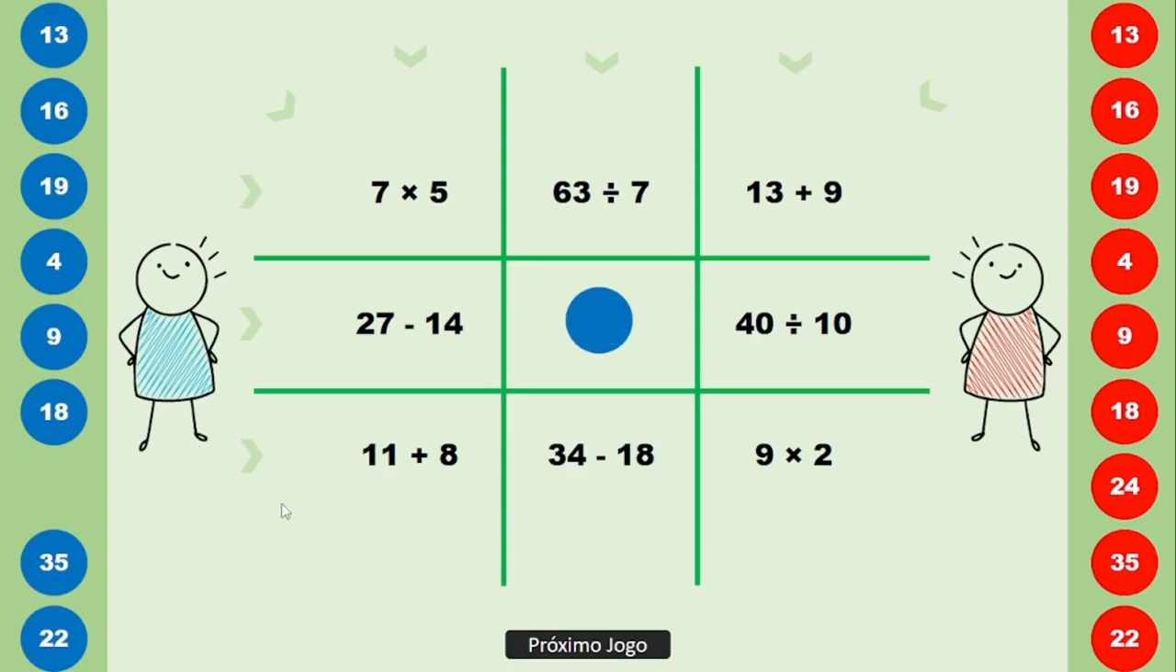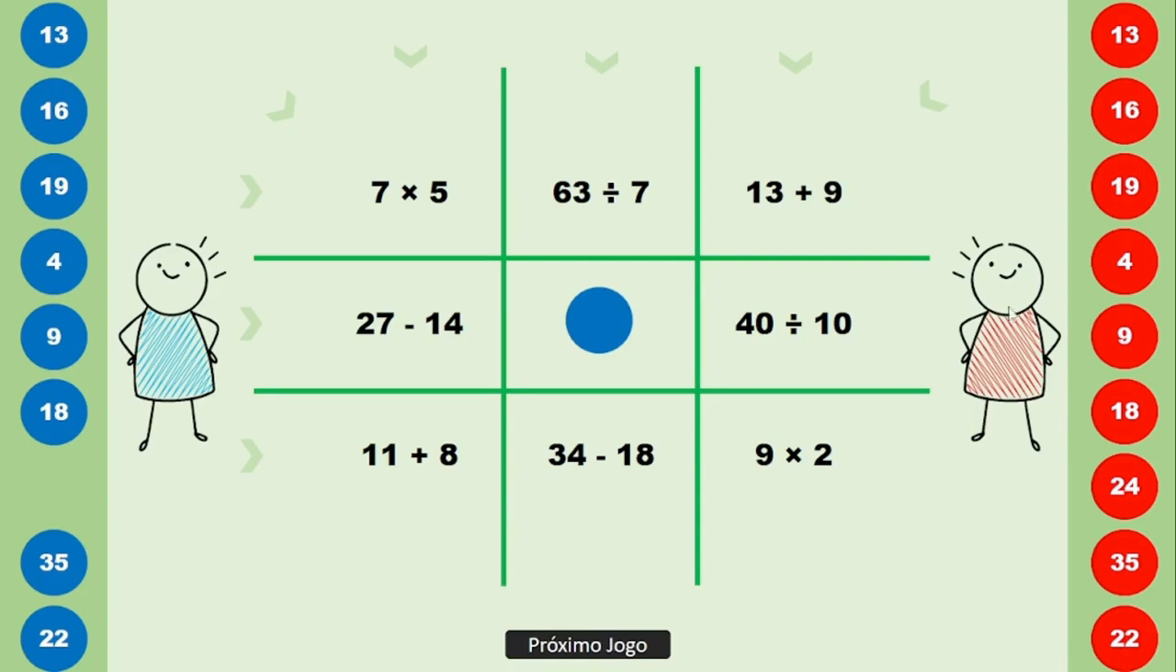So now let's move on to the red team. Remember, the blue team answers and then passes it to the red team. The red team answers and then passes it back to the blue team. If the blue team answers correctly, it goes to the red team. But if they get it wrong, the blue team loses their turn and it goes to the red team. Or if the red team gets it wrong, they lose their turn and it goes to the blue team.